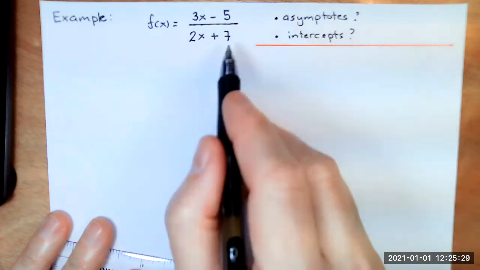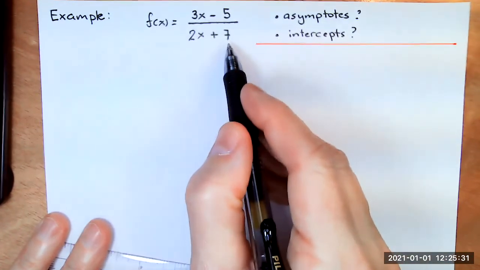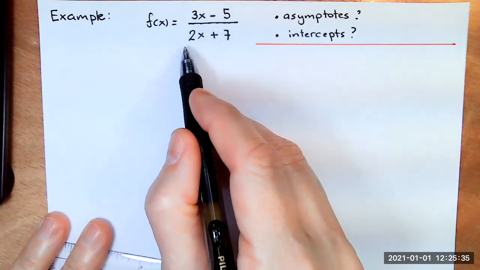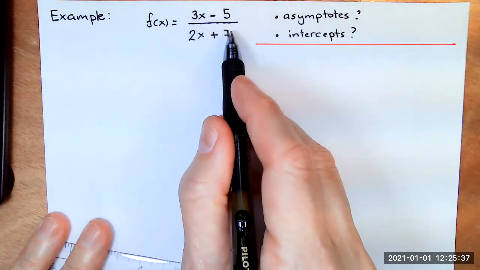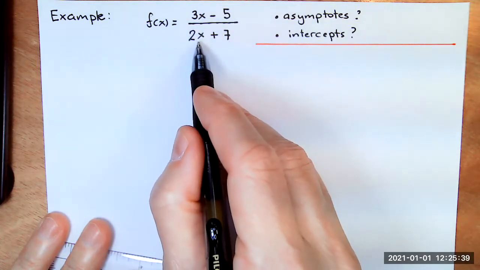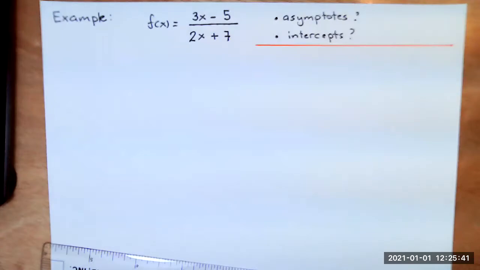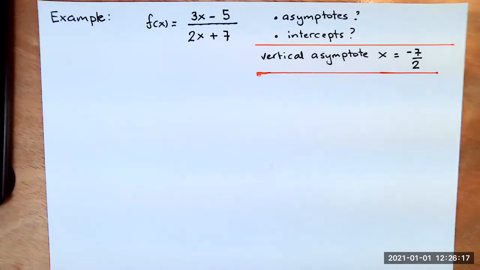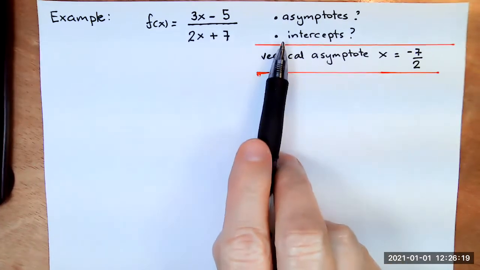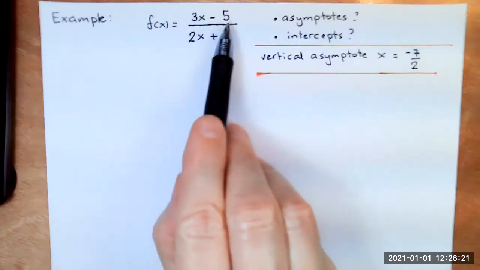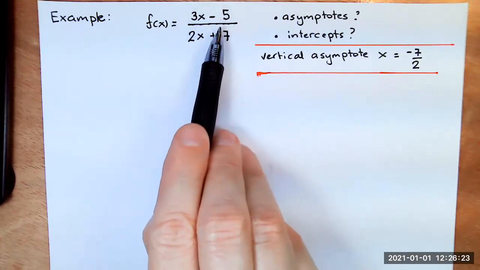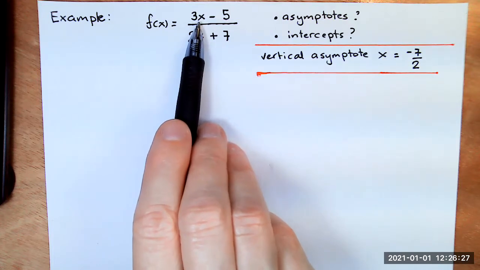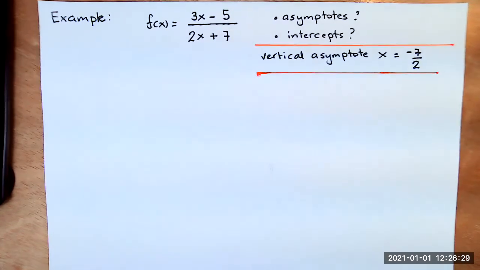All right, so this function will have a vertical asymptote where the denominator is equal to 0. So it'll have a vertical asymptote at x equals negative 7/2. To find intercepts, we set the numerator equal to 0. So this function will have an x-intercept at x equals 5/3.